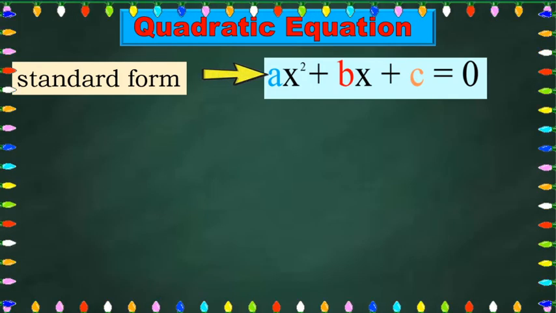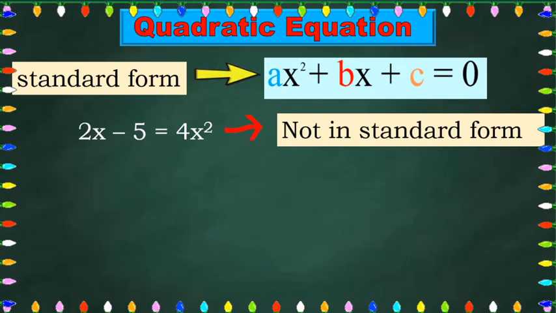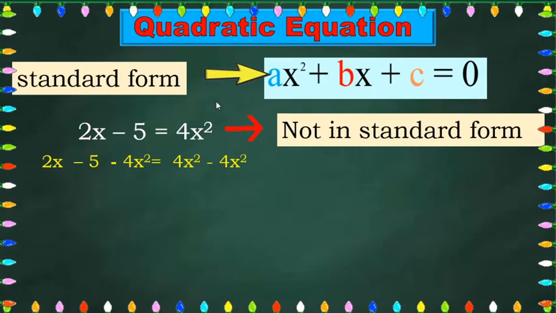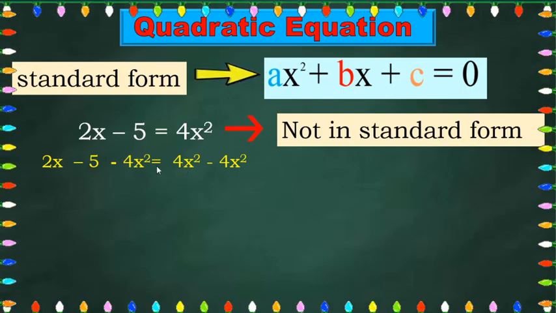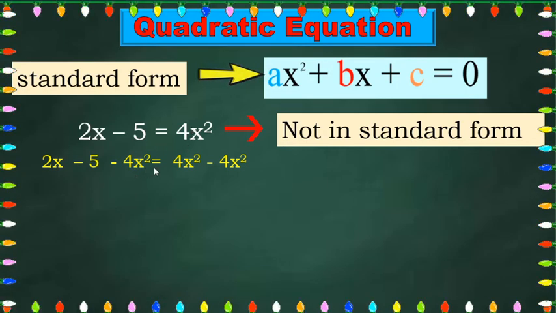I have here another example of a problem. 2x minus 5 equals 4x squared is not written in standard form. First, we have to perform the operation. Here, we have to eliminate 4x squared. So write minus 4x squared on both sides of the equation.